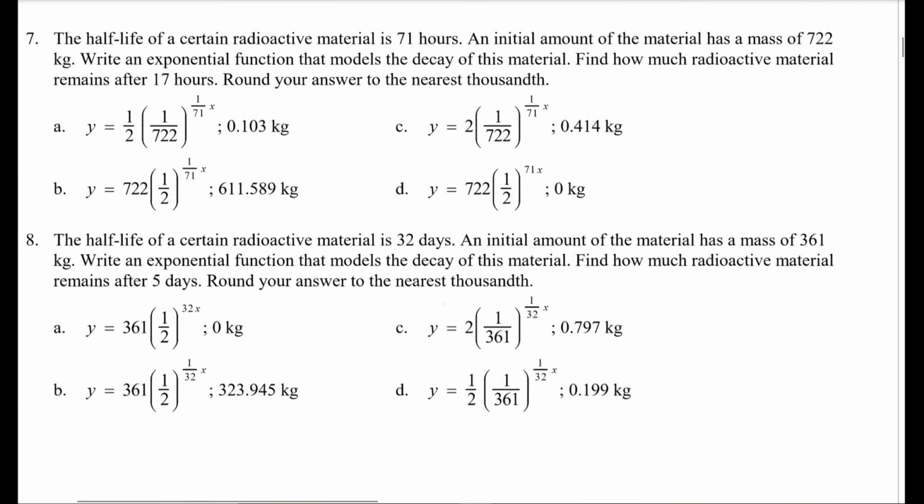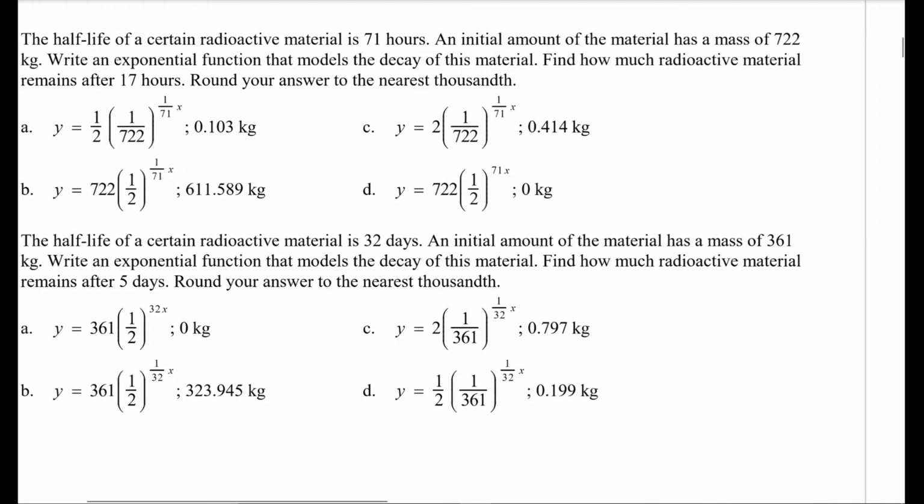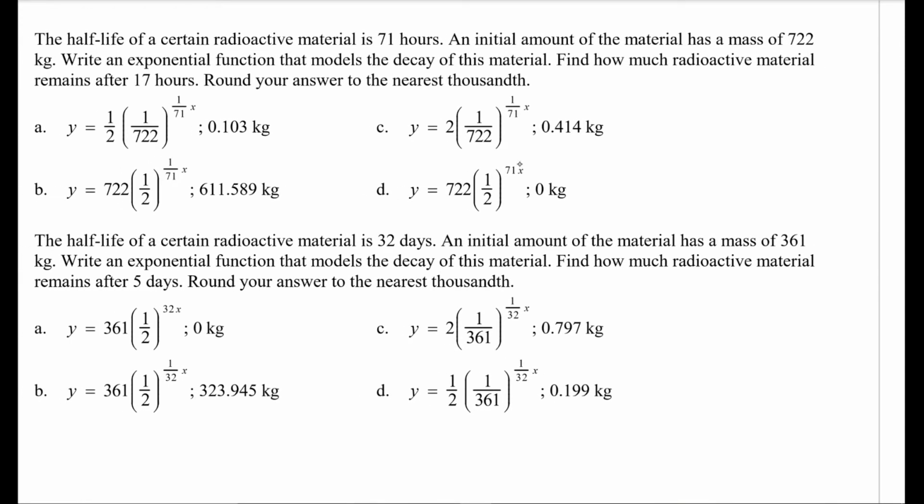All right. So the half-life of a certain radioactive material is 71 hours. An initial amount of the material has a mass of 722 kilos. Write an exponential function that models the decay of this material. Find how much radioactive material remains after 17 hours. Round your answer to the nearest thousandth. Okay, so the general exponential model, right, is a b to the x. All right, so a is the initial amount. So we know that the initial amount is 722 kilos. So we start with that.